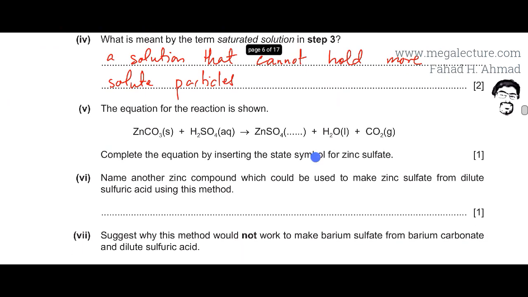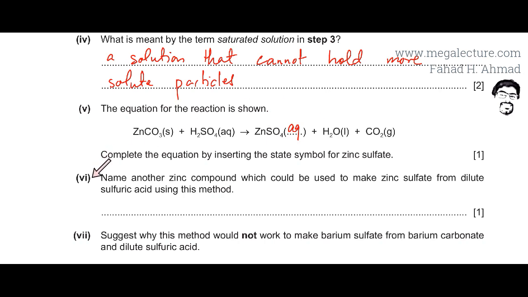The next part is that the equation for the reaction is shown. We've already written that equation. Complete the equation by inserting the state symbol for zinc sulfate. Now remember the solubility of sulfates: all compounds having SO4 2-, they are considered soluble, except a few exceptions: barium sulfate, lead sulfate, silver sulfate, strontium sulfate, and to some extent calcium sulfate. So apart from these 4-5 compounds, all the other sulfates are going to be soluble. So the symbol that is going to go over there is aqueous. It's going to be soluble.